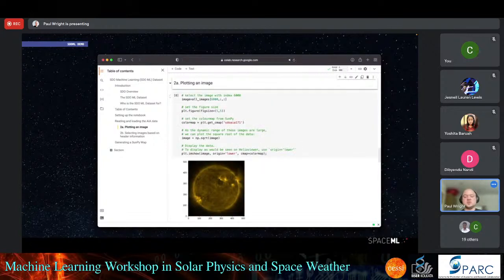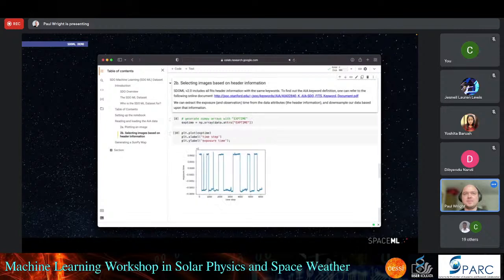For those of us that want to use the data as is and don't really care about the metadata, we can just index the Dask array, just like with NumPy, and plot as usual. In this cell, we select the 6,000th image. We extract the color map from SunPy. We square root the data due to the large dynamic range, and then we just plot it. So that's how you can quickly load some data on the fly.